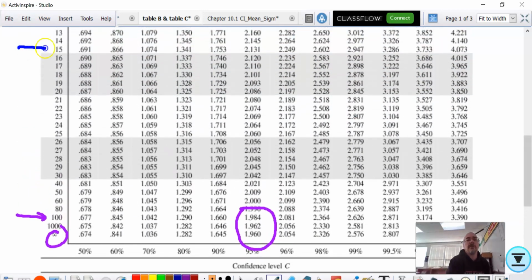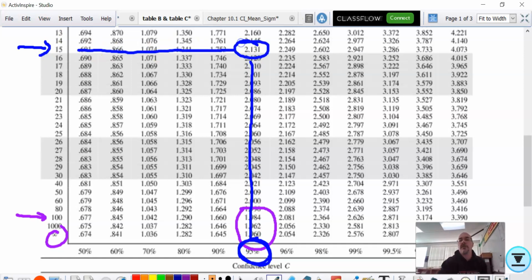15 degrees of freedom is right here. 95% is right here. We're going to go up. We're going to go over. And there's our T, 2.131.